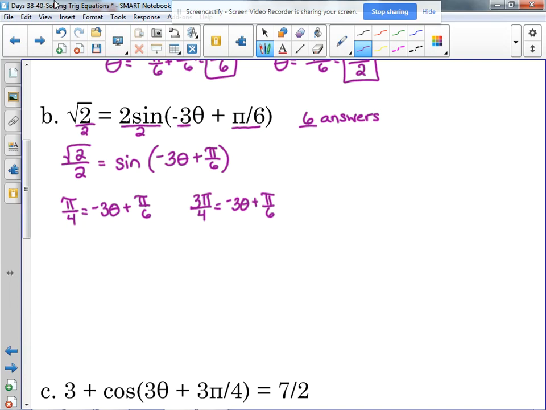So this time I'm going to find negative coterminal angles. So I'm going to subtract 2 pi from pi over 4. So that's going to give me negative 7 pi over 4. I'm going to subtract it from 3 pi over 4 as well. So if I subtract 8 pi over 4 from 3 pi over 4, I'm going to get negative 5 pi over 4.